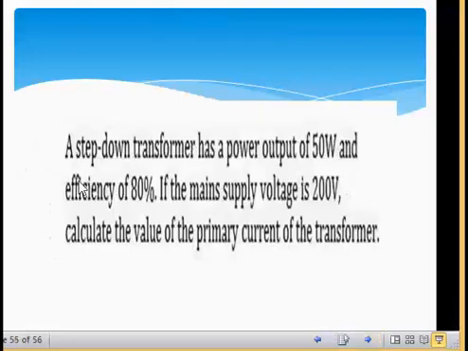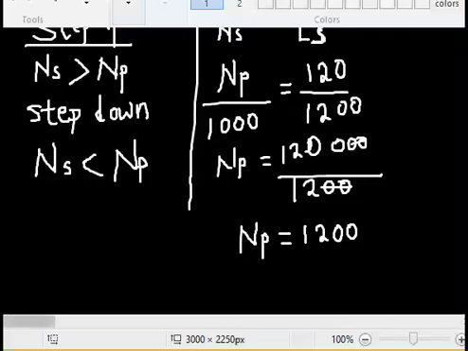Okay, so this one goes like this. A step down transformer has a power output of 50 watts and efficiency of 80%. If the main supply voltage is 200 volts, calculate the value of the primary current of the transformer. Okay, so now this will lead me to the formula for efficiency of a transformer.